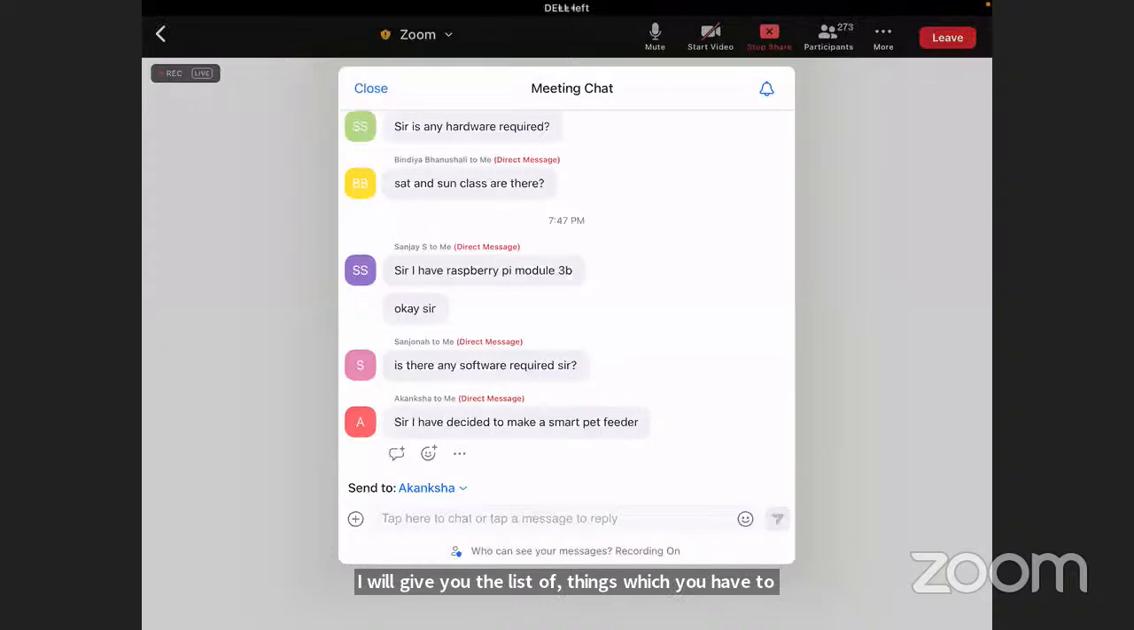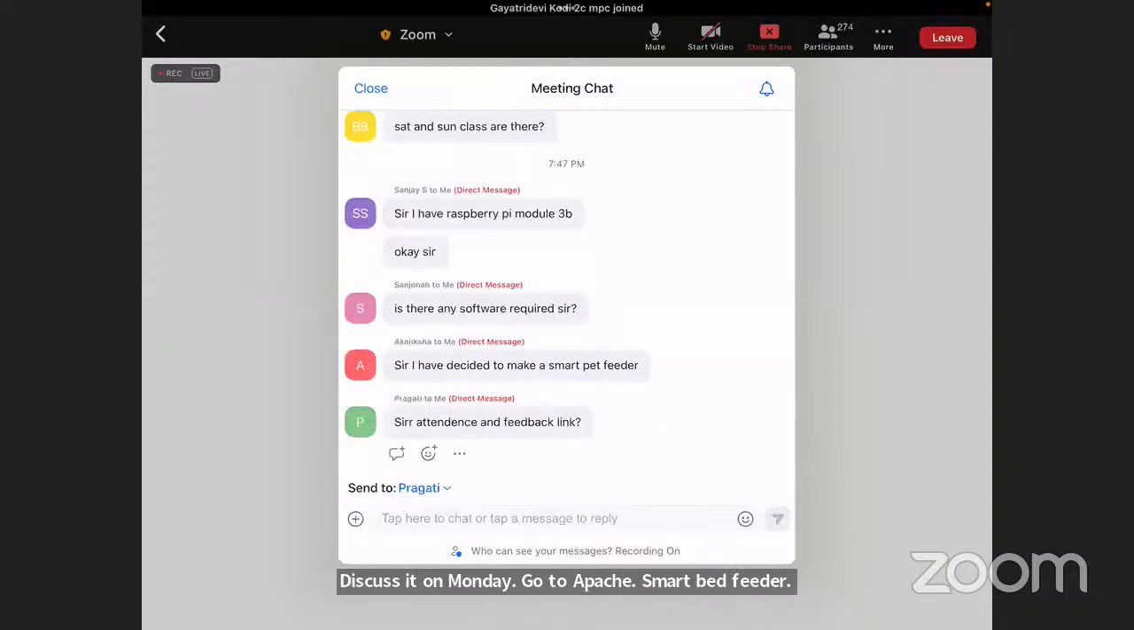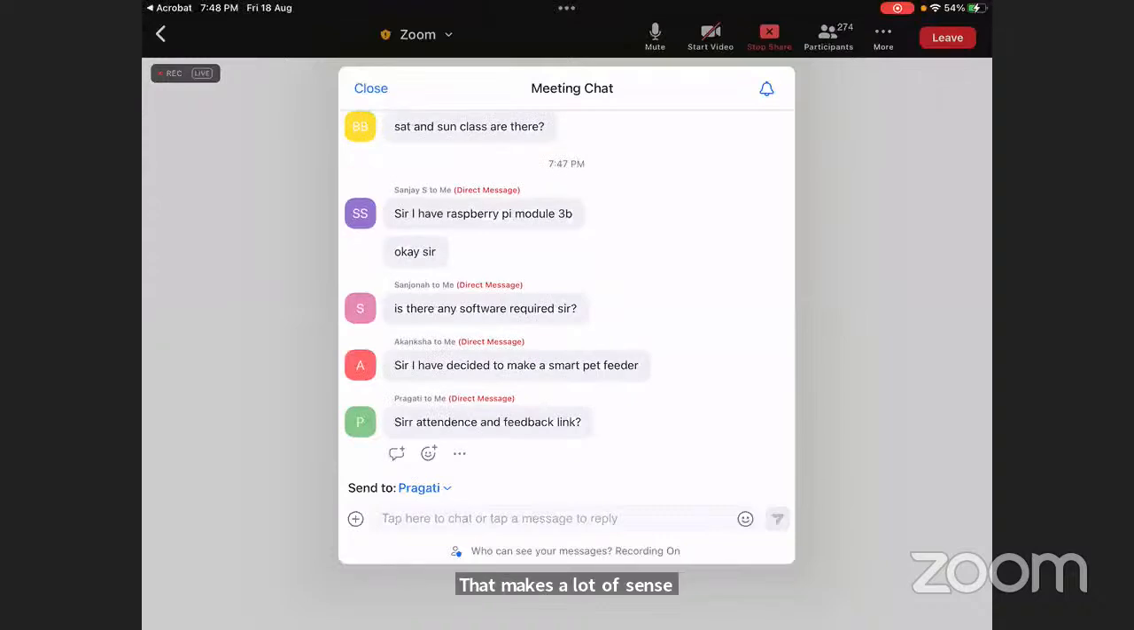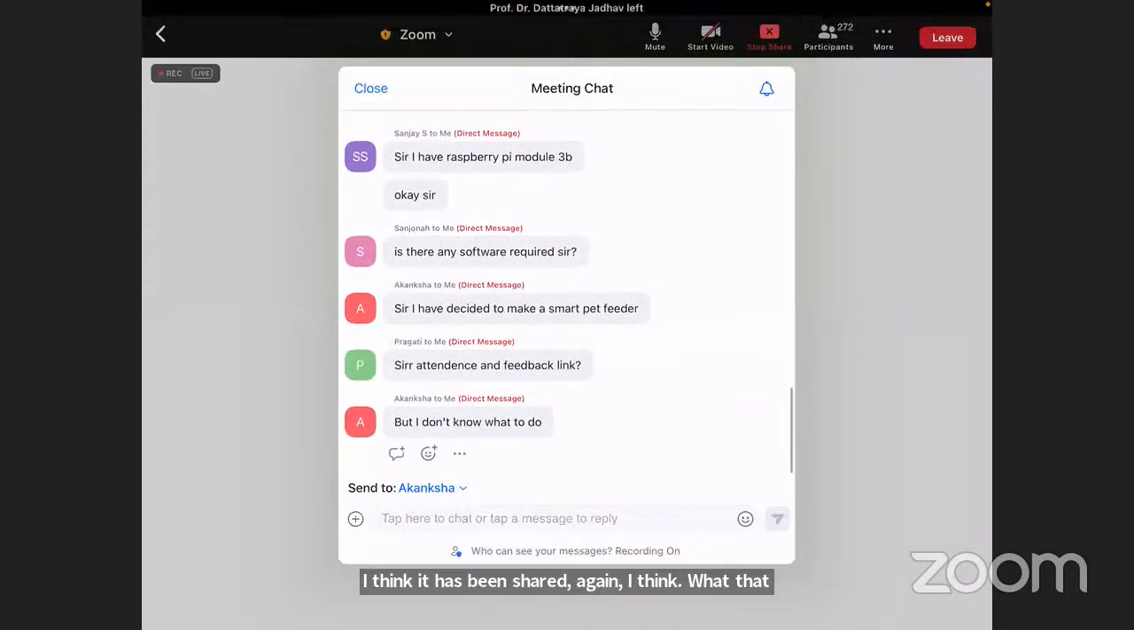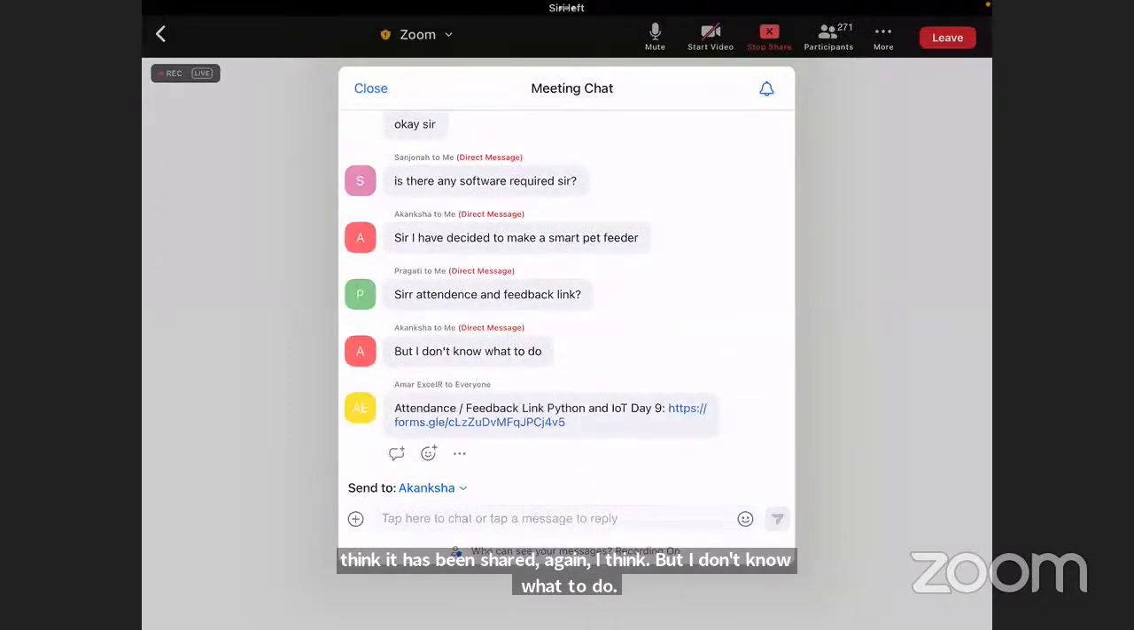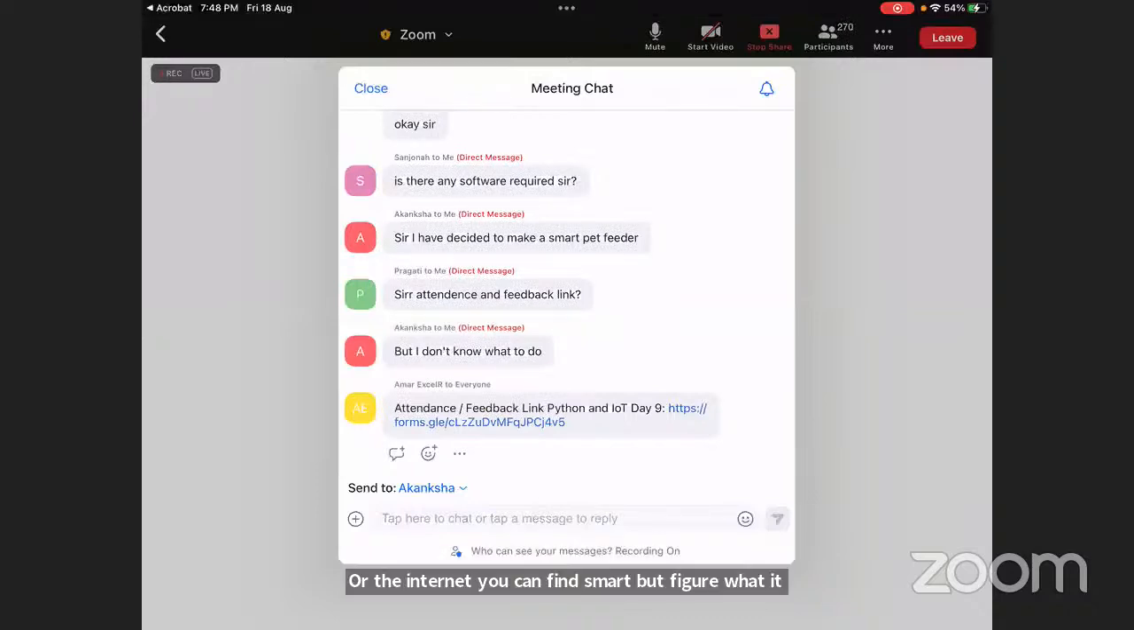Good, Akansha. Smart pet feeder. That makes a lot of sense. Pragati, I think it has been shared again, but I don't know what to do. Think. Search around on it. On internet, you can find smart pet feeder, what it does. And maybe we will discuss that, how it will work.